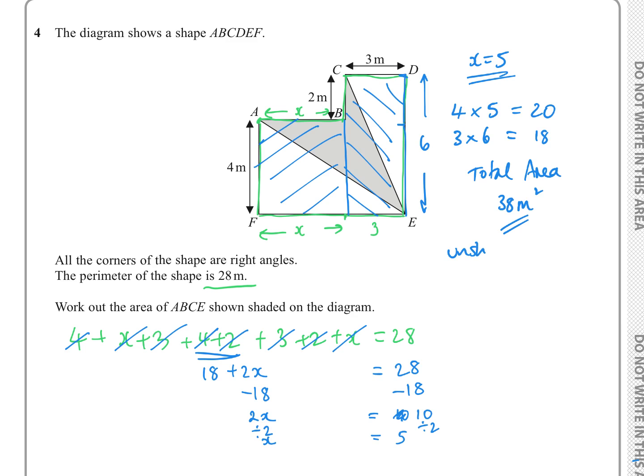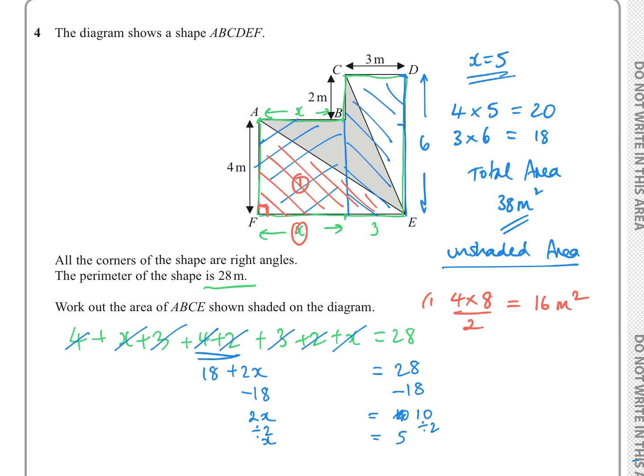Now we want to look at the unshaded area, and that's this part here. So this is going to be 4 times x plus 3, so that's 4 times 8, halved, because it's the area of a triangle, which is base times height, divided by 2. And when I say height, it's important that this is the perpendicular height. So on the calculator or not, that's going to be 16 metre squares. We can call that 1 there.